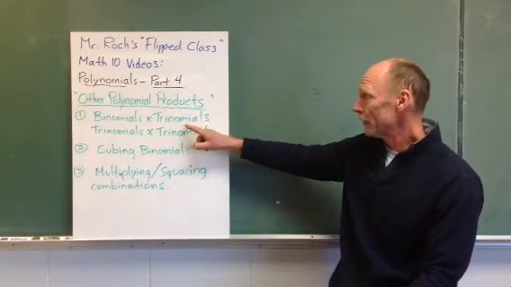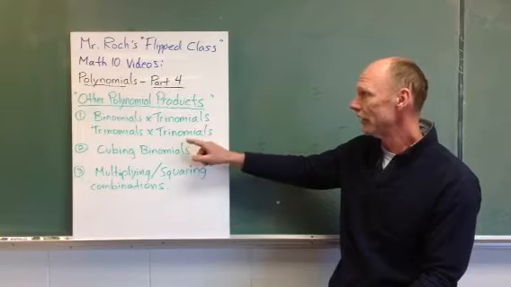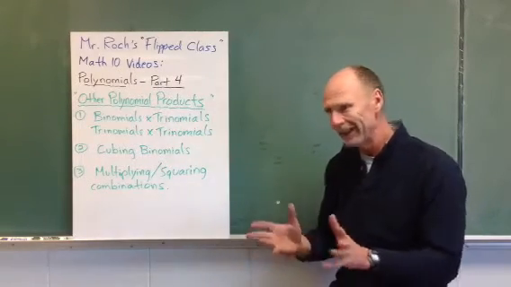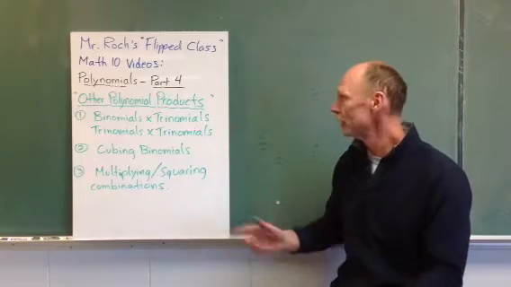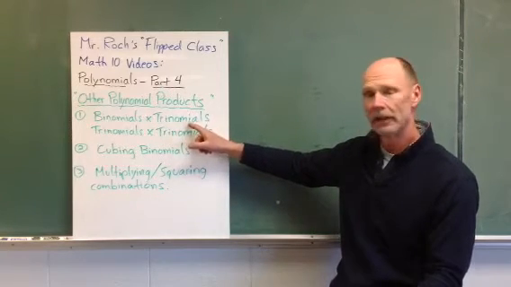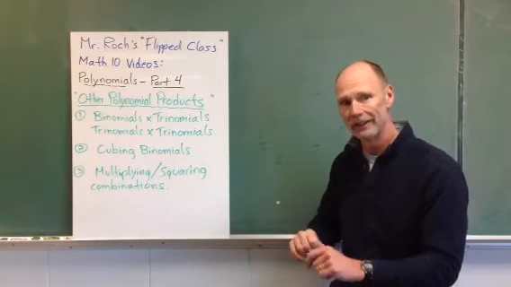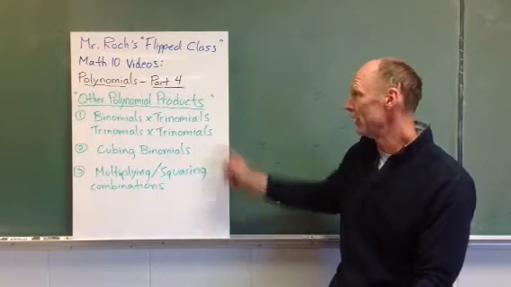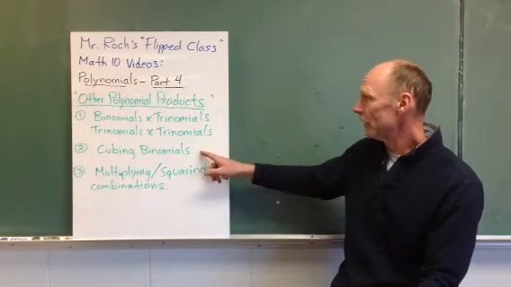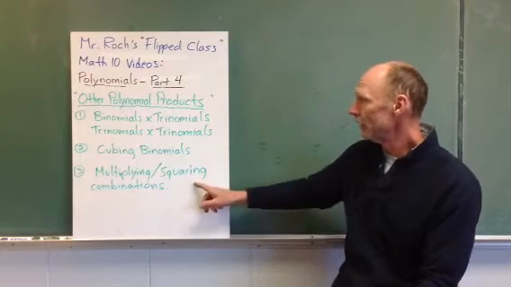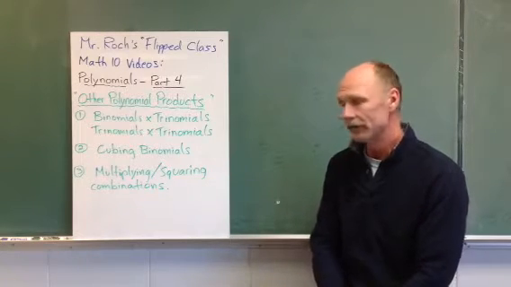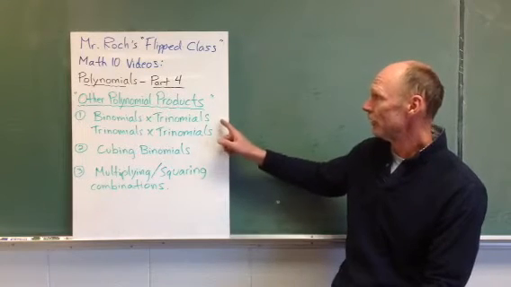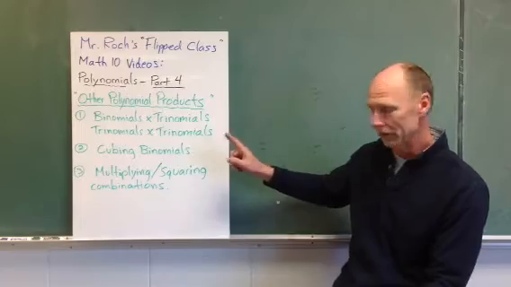Anyway, the first thing we're going to do is talk about binomials times trinomials and trinomials times trinomials. Again, it's just a product of two things. Ideally we could use algebra tiles, but it gets really difficult using a dimension as a trinomial because it doesn't work with the binomial with the algebra tiles. So I'll just be demonstrating using the whiteboards. Second, we're going to be cubing binomials, and then multiplying and squaring combinations. So let's start off by doing binomials times trinomials and then trinomials times trinomials.